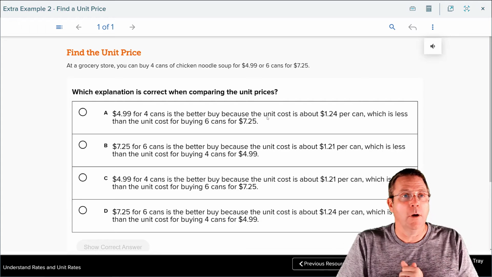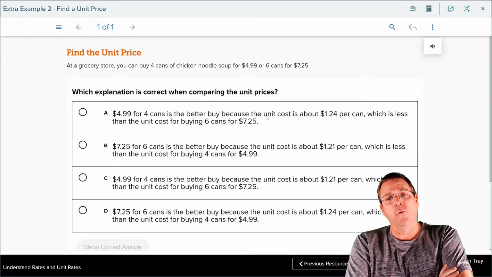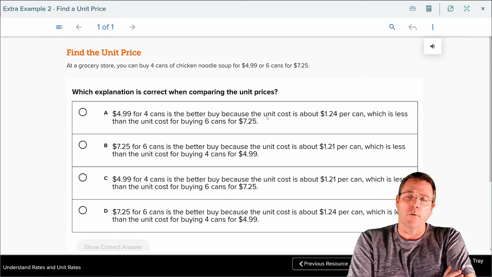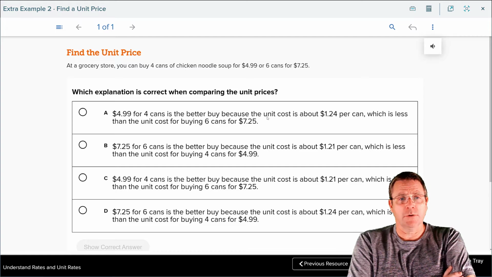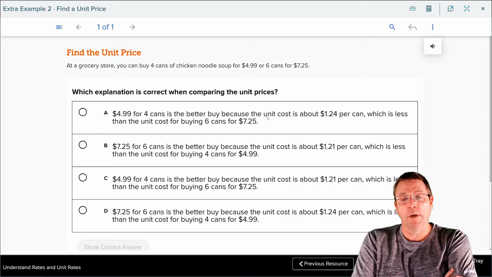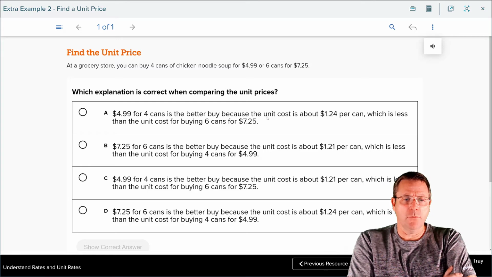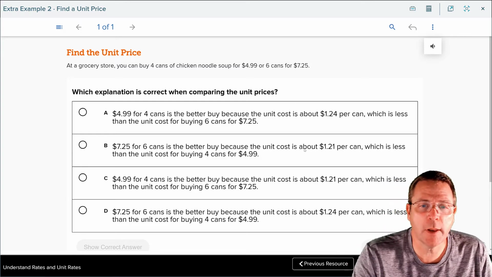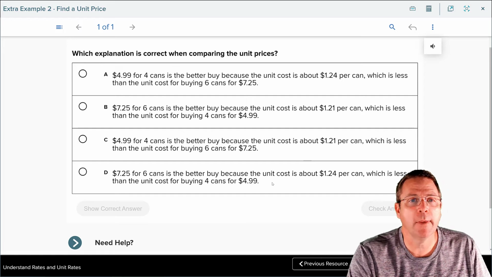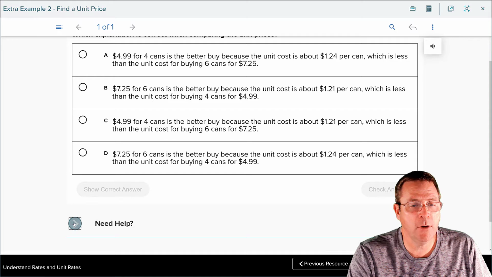So, here we go. We're on resource number 8 of 10. At a grocery store, you can buy 4 cans of chicken noodle soup for $4.99 or 6 cans for $7.25. Explain which explanation is correct when comparing the unit price. Pause the recording, read through them, select your answer and check it, and then I will be there to follow up with you. Now notice you do have a need help section.